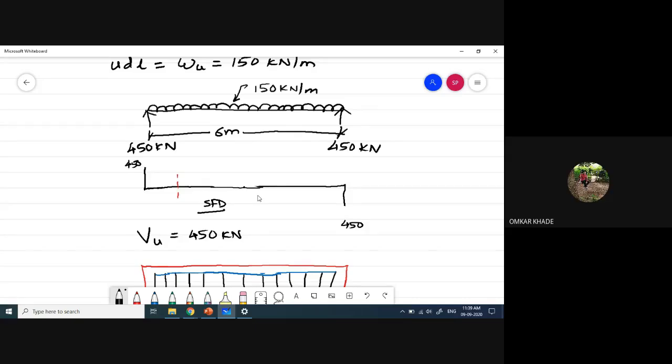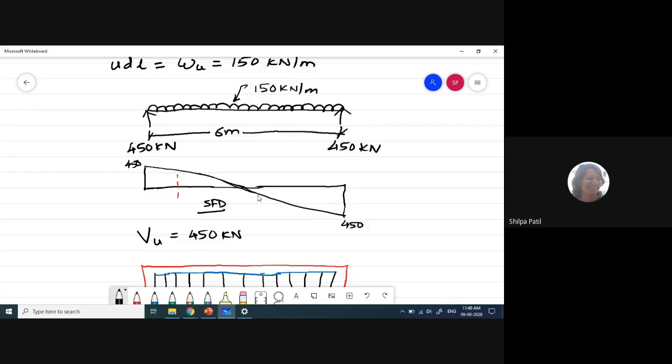Ma'am, because the shear strength or shear force in the middle span is less, therefore we can reduce the number of stirrups over there, no? Yes, yes, that is nothing but curtailment.